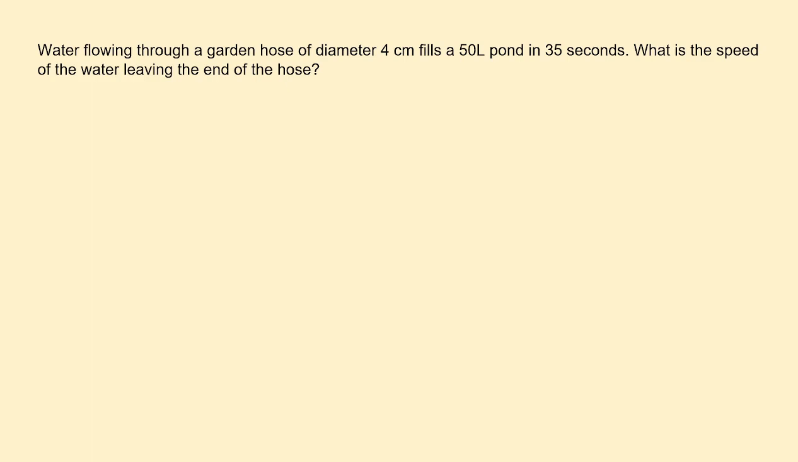You can read once again. Water flowing through a garden hose of diameter 4 cm fills a pond of 50 liter in 35 seconds. What is the speed of the water leaving the end of the hose?